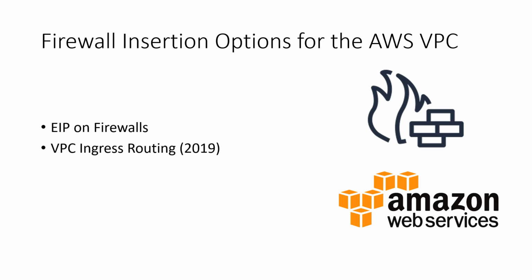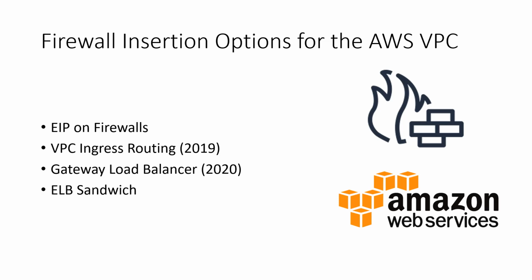This feature was introduced in 2019. It is a way that you can force traffic to go through a firewall and then include public IP addresses in the private subnet. The Gateway Load Balancer was announced last year in fall 2020. That's a very advanced way to force traffic through a firewall. I will probably cover that in a subsequent video.